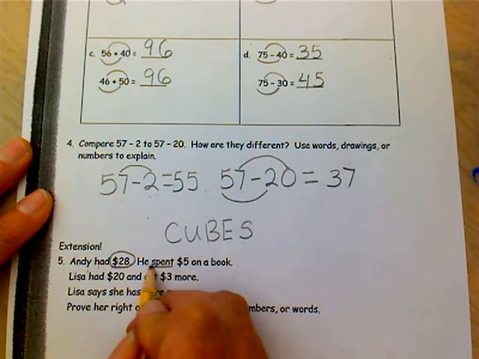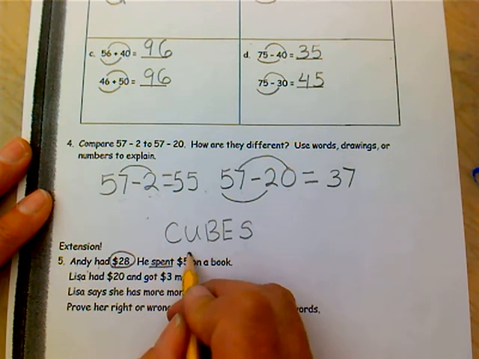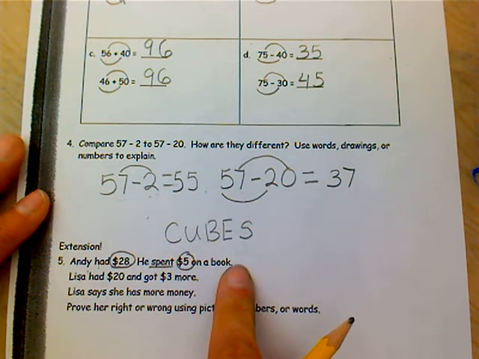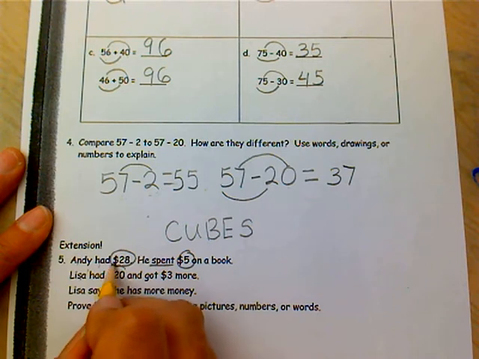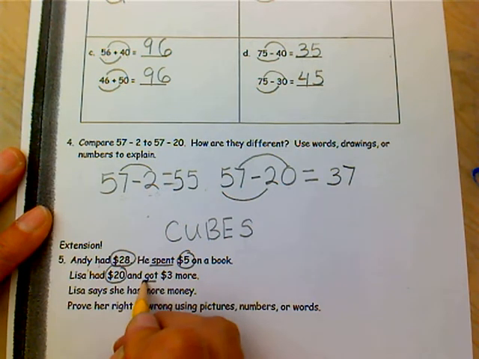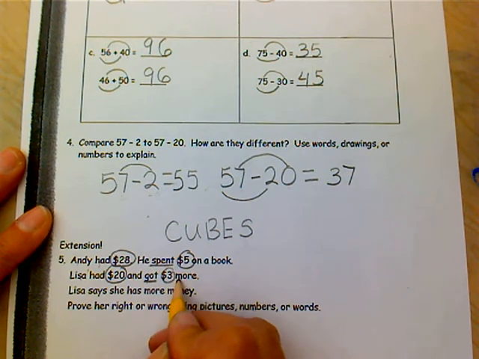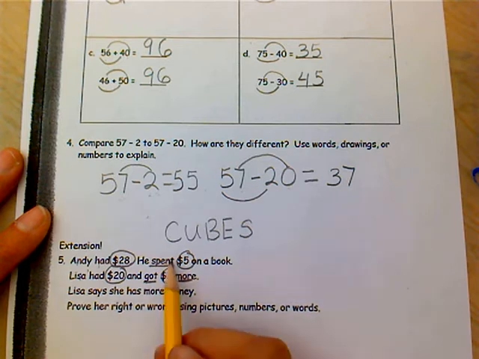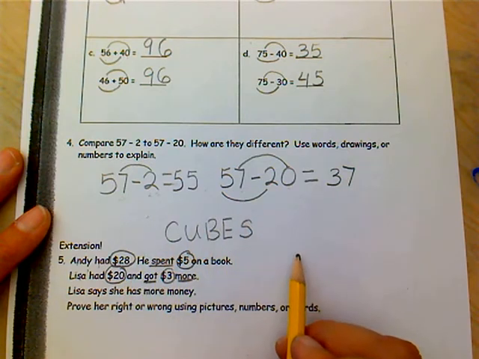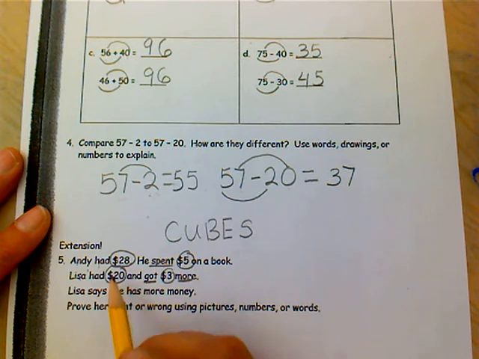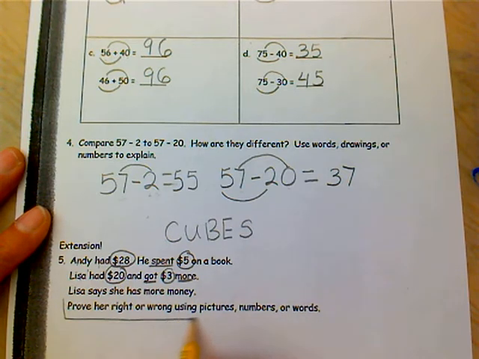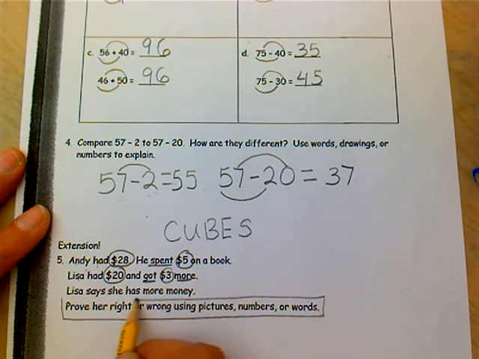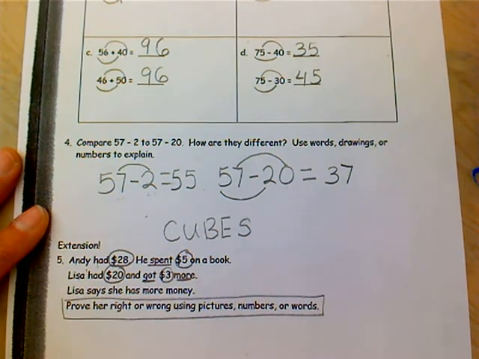He spent, that tells me that some went away, he spent $5 on a book. Lisa has $20. And she got $3 more. So I am circling the numbers and I am underlining the key words. Spent means some went away. Got means more came in. Lisa says she has more money. Prove her right or wrong by using pictures, numbers, or words.